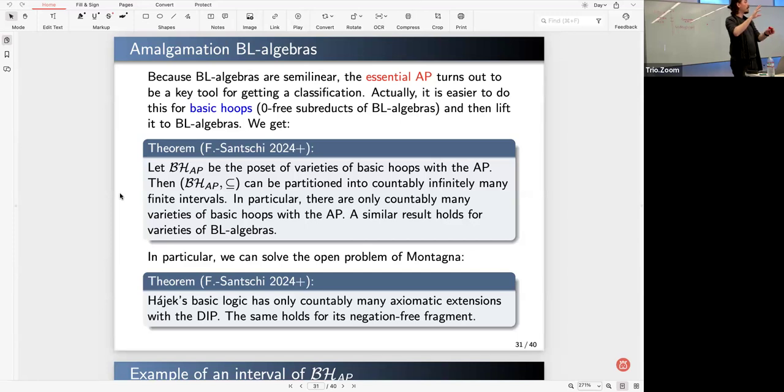We can add 0 back and get a very similar description for BL algebras in a completely tangible way where you can describe all of this. And therefore, a similar result holds for BL algebras. And in particular, we know the cardinality. This is a question of Franco-Montagna: how many are there? We know that there are infinitely many, or is it uncountably many, that have the amalgamation property? The answer is no, there are countably many because there's only a countable union of finite intervals. Same holds for the negation-free fragment of BL.